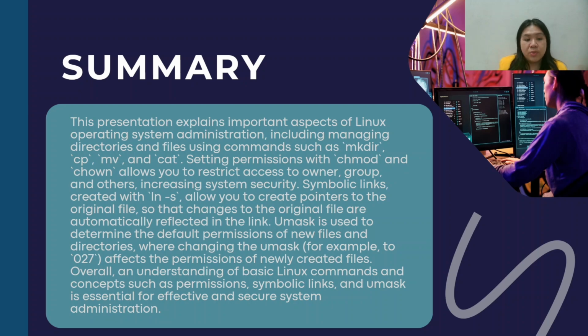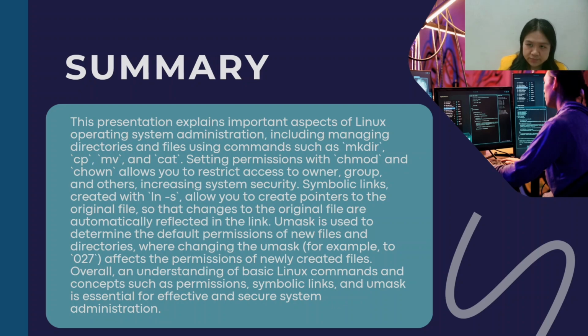Umask is used to determine the default permission of new files and directories. Changing the umask, for example to 027, affects the permission of newly created files. Overall, an understanding of basic Linux commands and concepts such as permission, symbolic link, and umask is essential for effective and secure system administration.